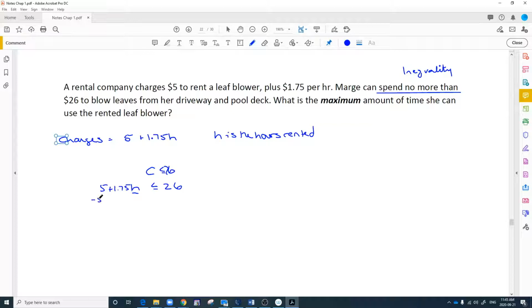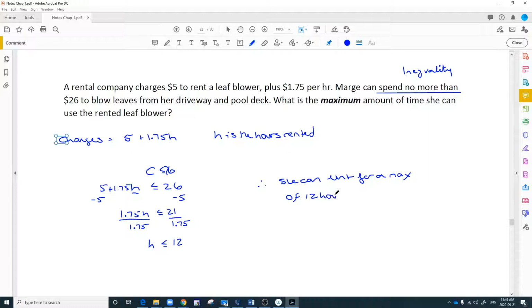So first thing we're going to do is subtract 5, subtract 5. You end up with $1.75 H is less than or equal to 21. And then to solve for H, you're going to divide each side by $1.75. I'm not dividing by a negative, so I don't have to flip my sign, and you end up with H is less than or equal to, I'm grabbing my calculator, 12. So therefore, she can rent for a max of 12 hours.